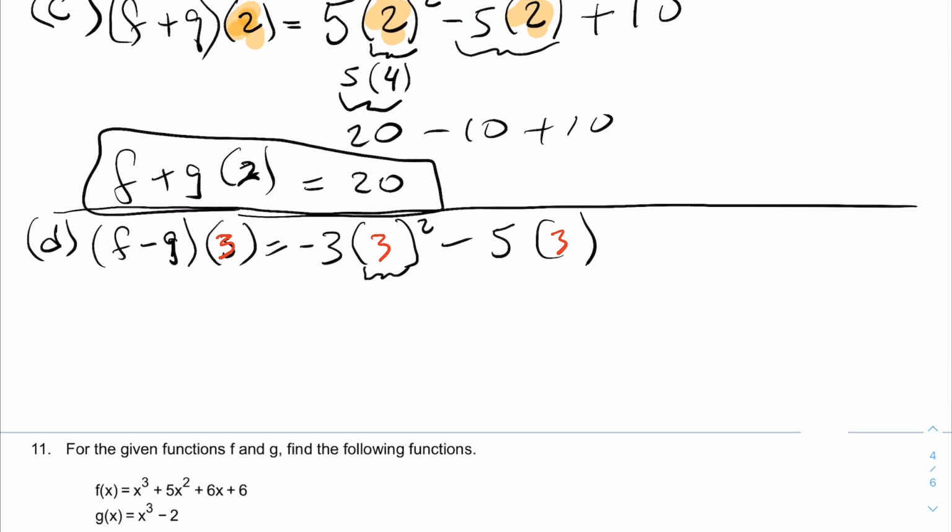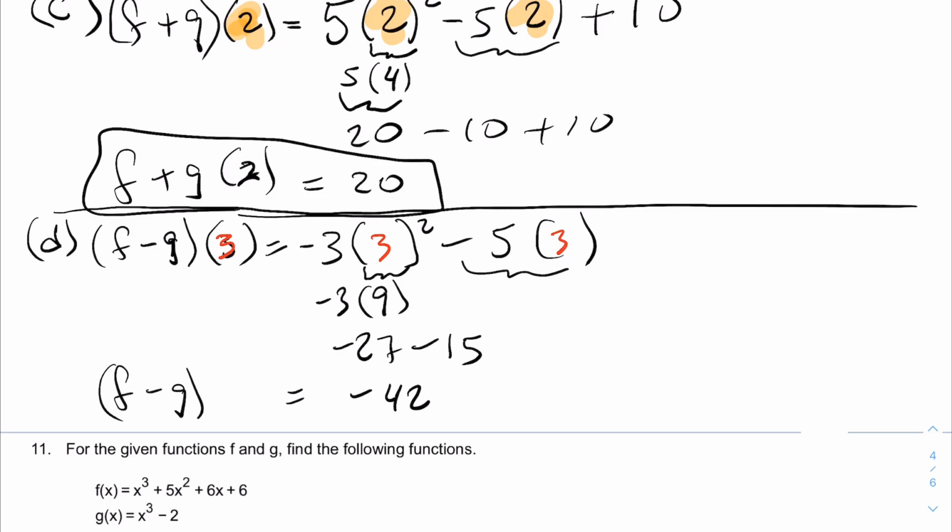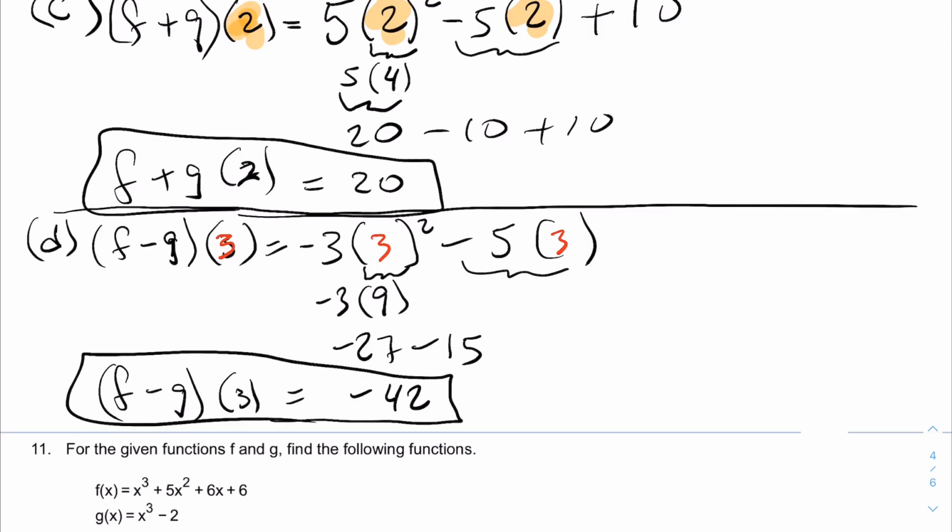And 3 squared is 9, and -3 times 9 is -27. And -5 times 3 is -15. And -27 minus 15 is -42. So we just found out that f minus g at 3 equals -42.